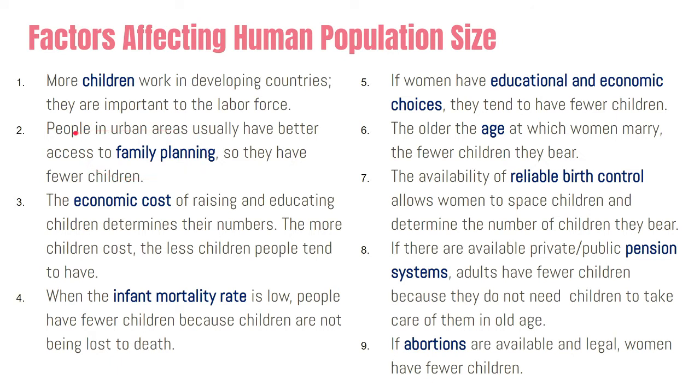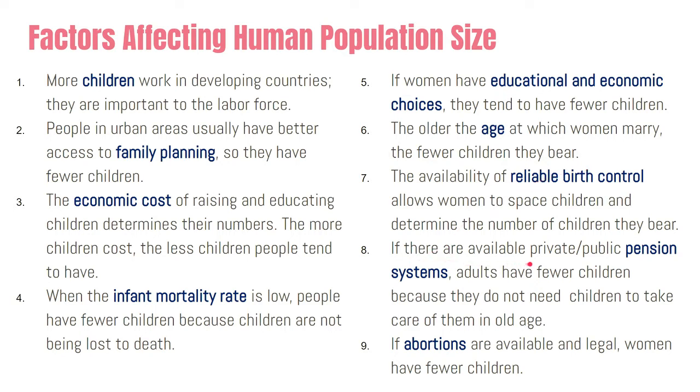So those women who have access to family planning, because they tend to live around urban areas, also have fewer children than those women who do not have access to family planning methods or reliable birth control. They tend to have more children, right? Especially in those countries where abortion is still considered illegal.